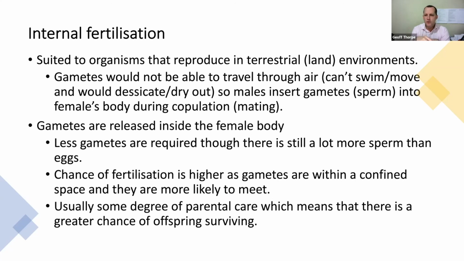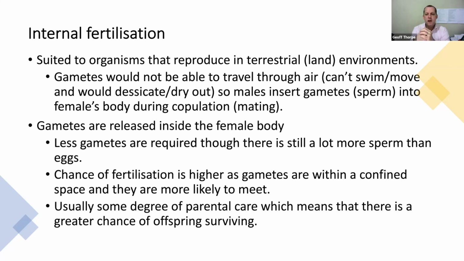So the male releases his gametes inside. The female obviously also has to release her gametes inside as well. So the gametes are released inside the female body. We don't need as many gametes released. There's usually still a lot more sperm in our example with humans, but that's usually one egg. So we don't need as many gametes. The chance of fertilization is higher because they're confined in a fairly small space. The chances of the two gametes actually meeting each other is quite high if we can keep it all in a small space.